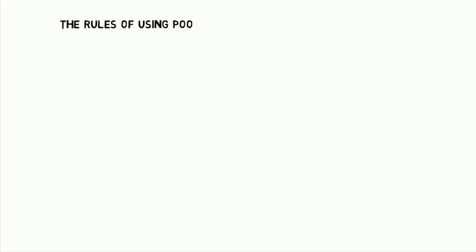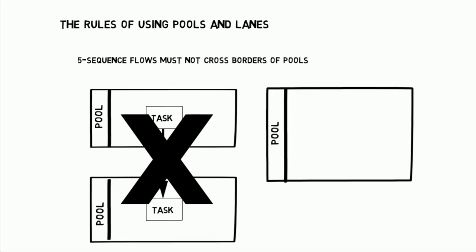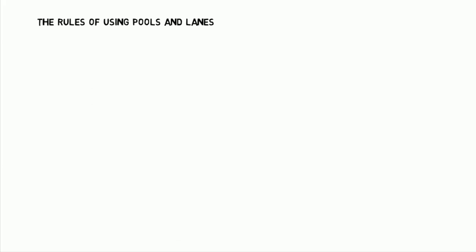Rule number 5. Sequence flows must not cross borders of pools. As we see here in this example, sequence flow crossed the border of the first pool to the second one to handle the work, but that's wrong, because sequence flows are used for modeling the flow of an independent process with one pool. Rule number 6.